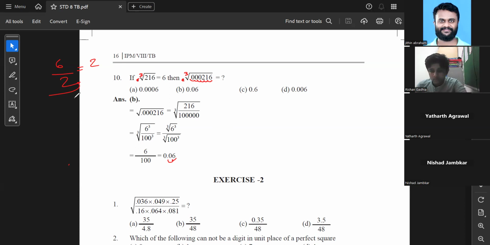Yes. Square root means divide by 2, cube root means divide by 3. That's it. So we have completed the solved examples.